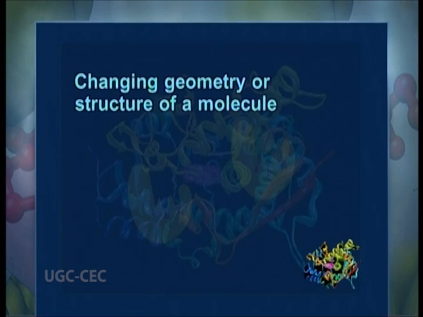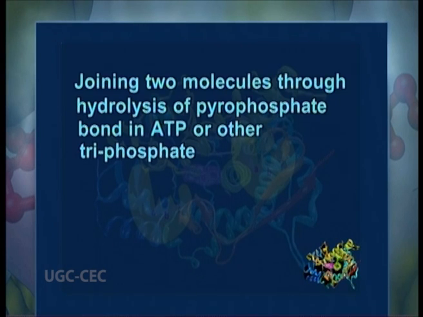Fifth one is changing geometry or structure of molecule, isomerases. Last one is joining two molecules through hydrolysis of pyrophosphate bond in ATP or other triphosphate, ligases.